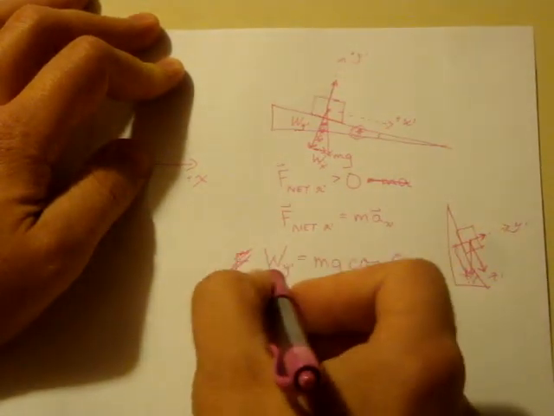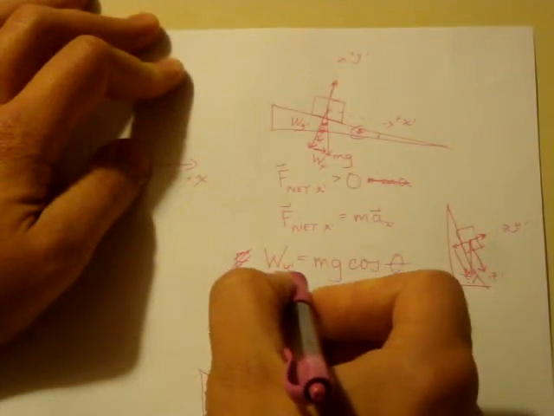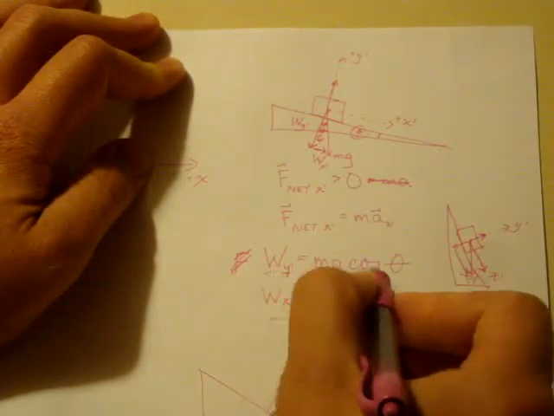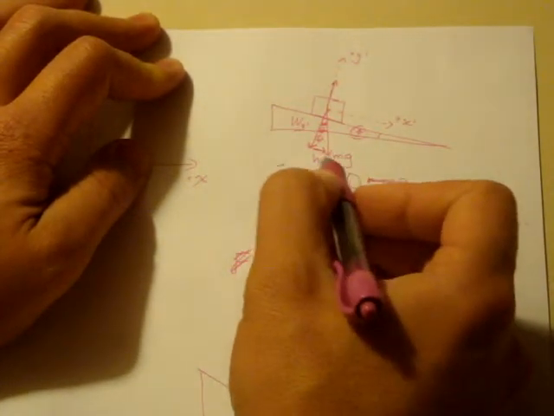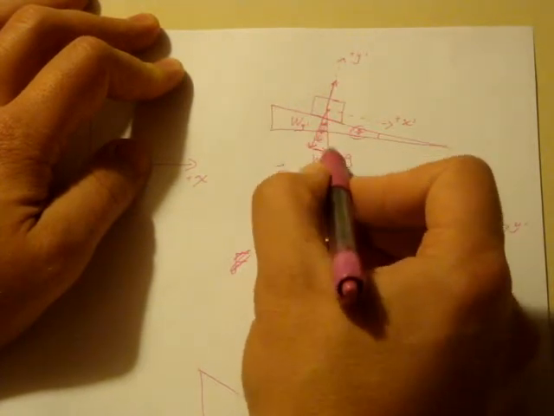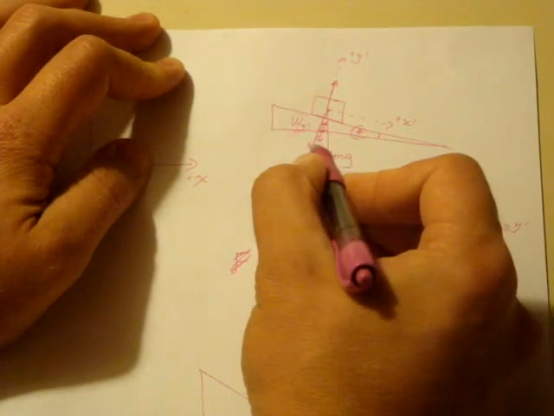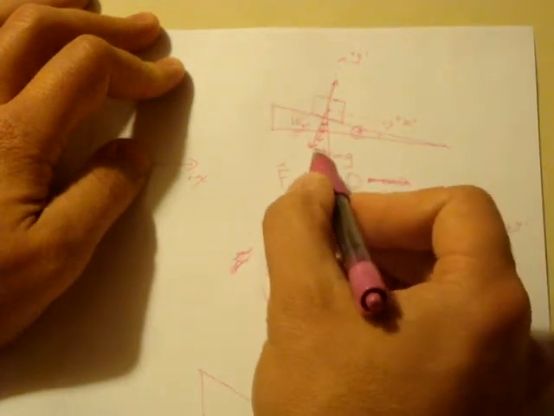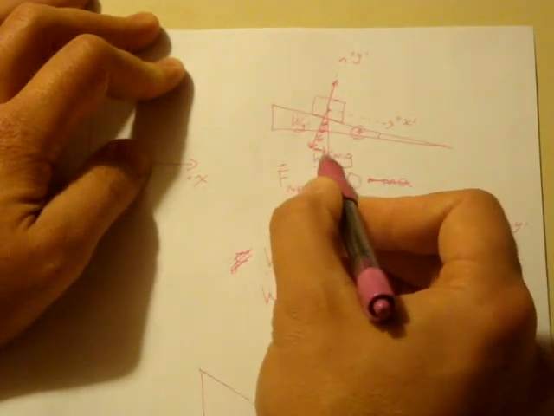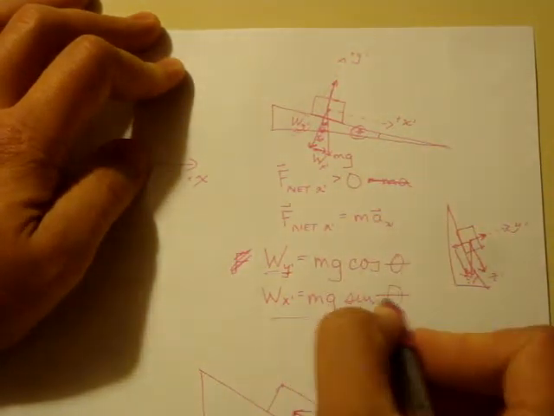weight here, the weight in the y prime direction, is equal to the mass times gravity times cosine of theta, simply because the weight here is the hypotenuse and the adjacent side would be the weight in the y direction. Similarly, the weight along the x prime direction is mg times sine theta.